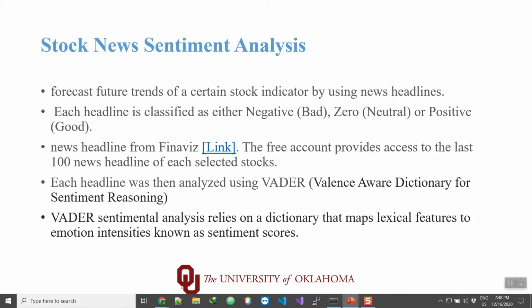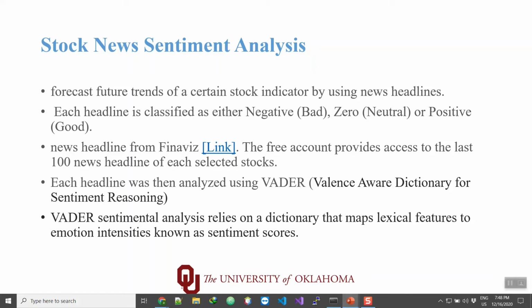To do this, we don't have access to any paid APIs which give large historical data, so we use the free Finviz version. It's one of the most famous stock websites and APIs. It has a lot of services. It provides the last 100 news headlines for each stock for free.